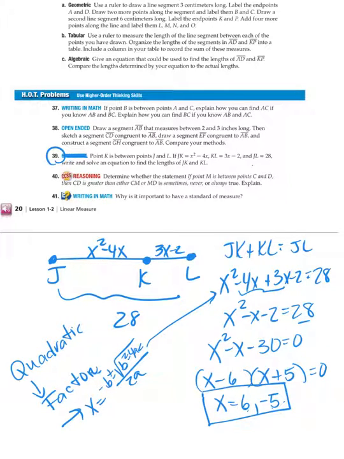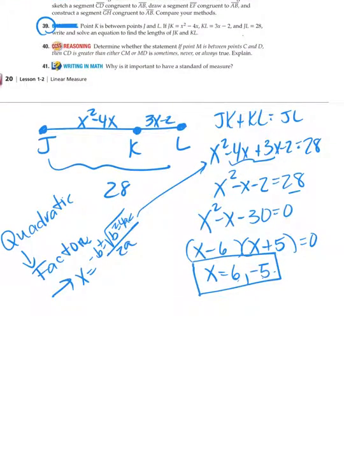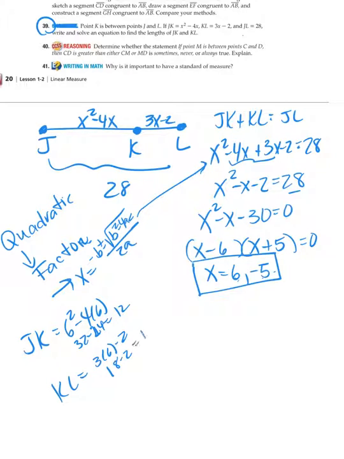So let's look at what happens with JK. All right, with JK, I'm going to plug in 6. 6 squared minus 4 times 6. 36 minus 24 is 12. Okay, and then let's plug in for KL. Let's plug in 6. 18 minus 2 is 16. And 12 and 16 do add up to 28. So we know 6 is okay. So one of our answers is 6.